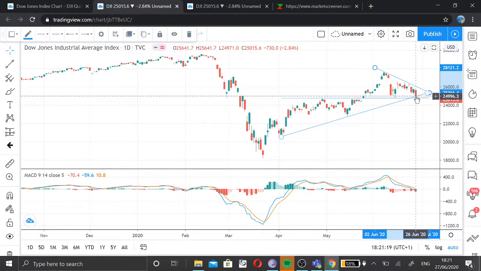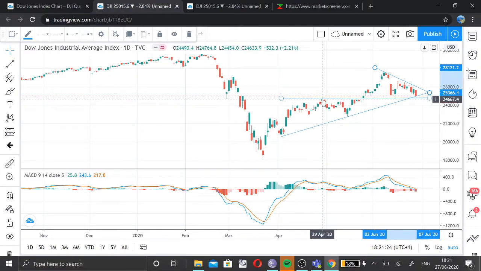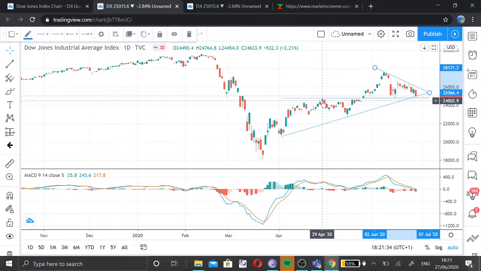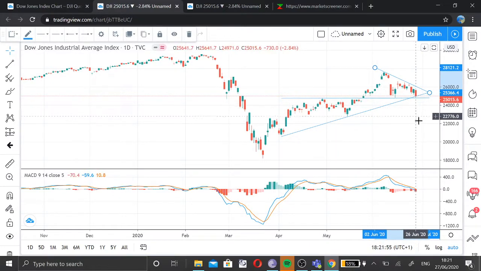However, as I said, this area, let's have a look at what was the high of this candle. The high of this candle, as you can see here when I put the cursor on that candle, is 24764. So that area is the key area in the coming week. If it breaks below that key support level, then it can go a lot further down below.